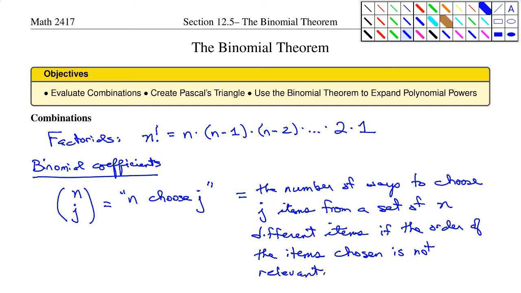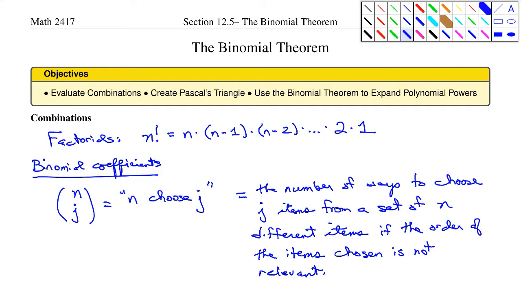So, for example, if you wanted to choose 5 members of your basketball team out of 9 different players, that would be 9 choose 5. You have 9 players to choose from, and you choose 5.